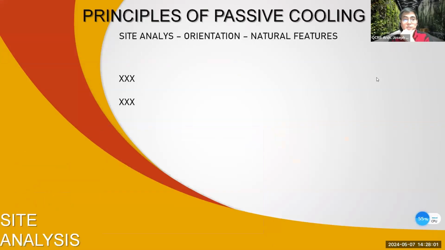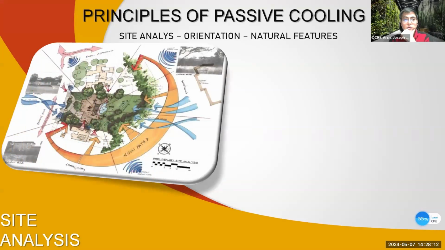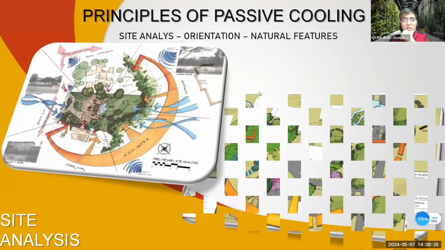So, what's the first principle in passive design? The first principle is site analysis. Before anything else, you need to know your orientation. Where are your windows facing? Where are your walls facing? Which is the hottest side of the house? Which is the coldest side of the house? This is done by the architects, or the designers of your house.